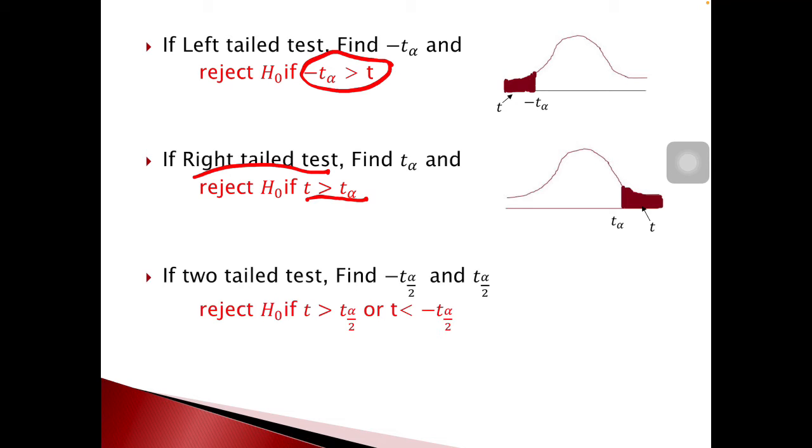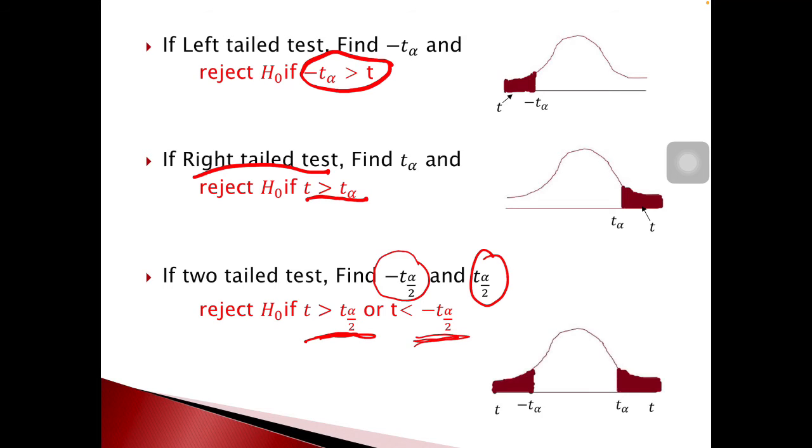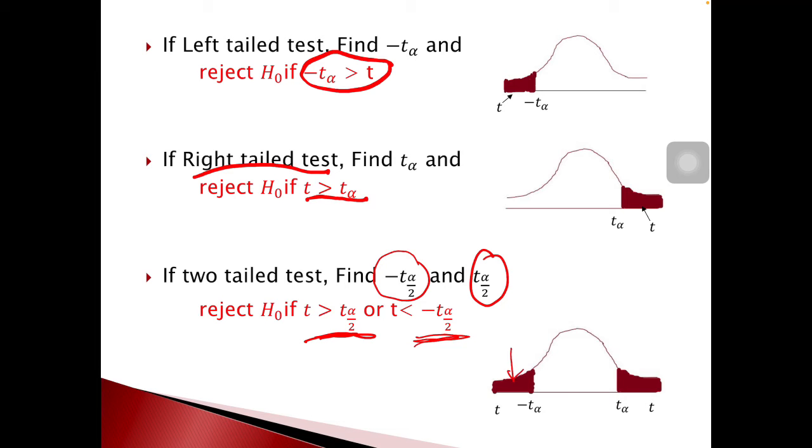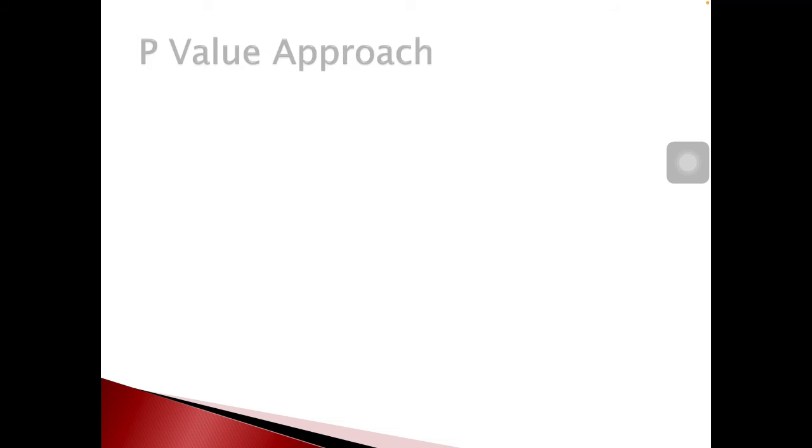The other case is the two tail test. You have to find negative t alpha over 2 and positive t alpha over 2. We reject our null hypothesis if t is greater than t alpha over 2 or t is less than negative t alpha over 2, like this, within this rejection region. Clear? Next one is the p value approach.